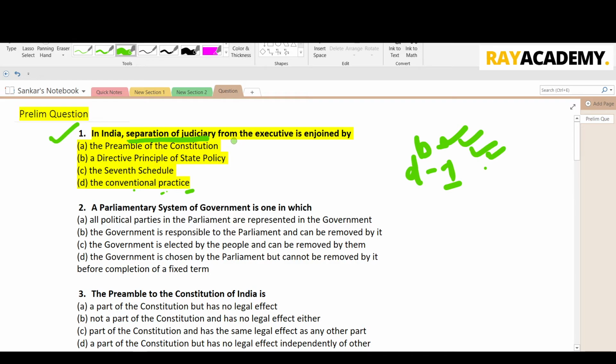Am I audible now? Yes. Okay. Separation of judiciary from the executive is enjoyed by.